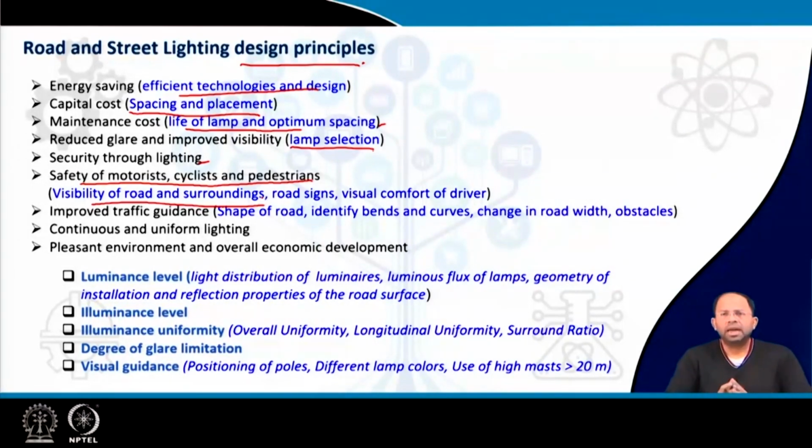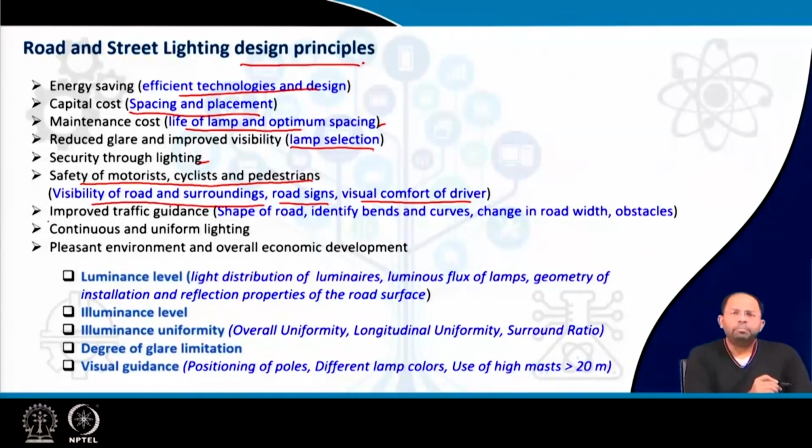Because you cannot just light the road. If you light the surroundings, then you can see if somebody is willing to cross or there is a stray animal; all these things need to be looked at. Other than that, pedestrians and cyclists should be able to look at road signs. It should give visual comfort to the driver, so we should ensure that.